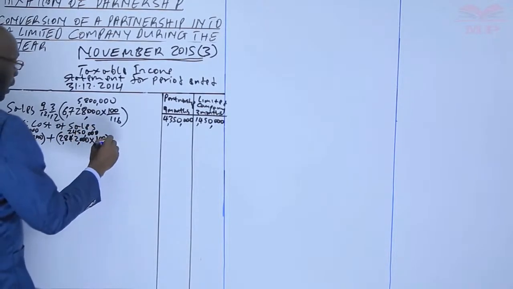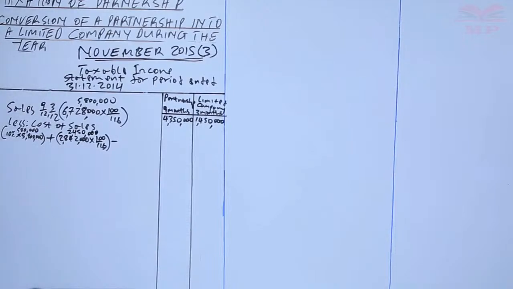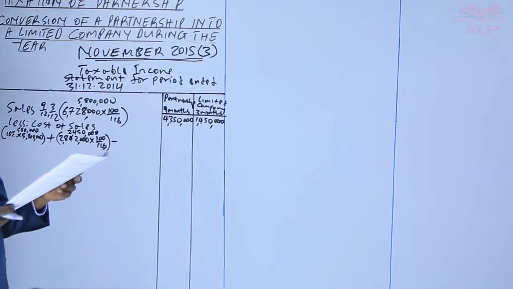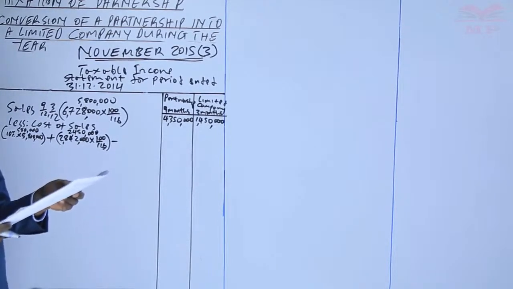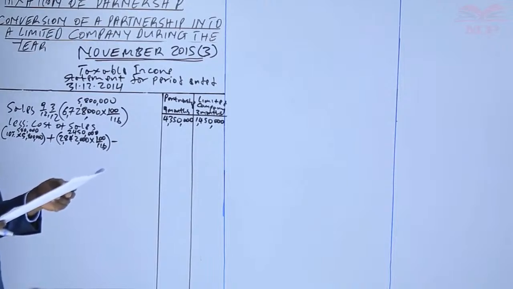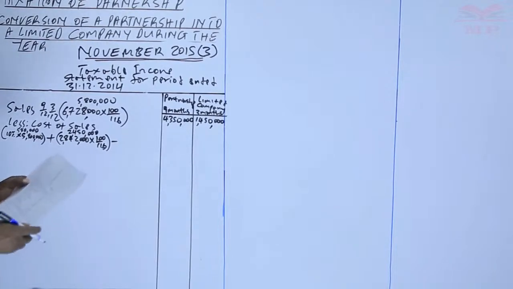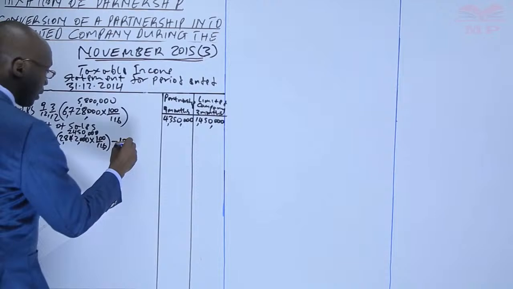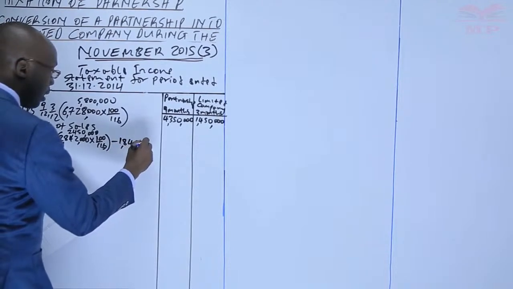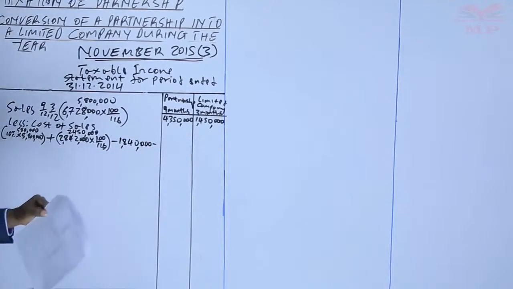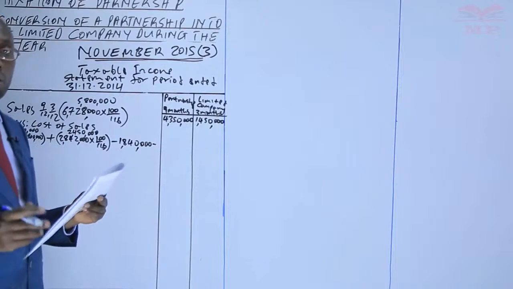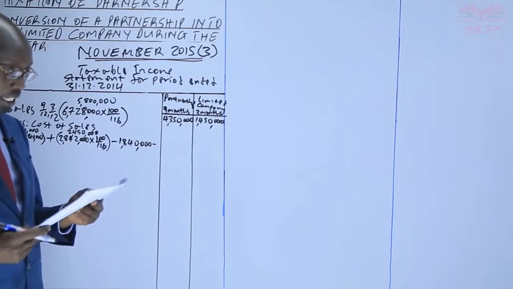and then we less the closing stock. The closing stock is given in point 3, additional information number 3. Closing stock was valued at 1840. So minus 1840,000. And then also remember, we say that we also deduct any item that reduced the stock during the year. Do we have it? Yes.